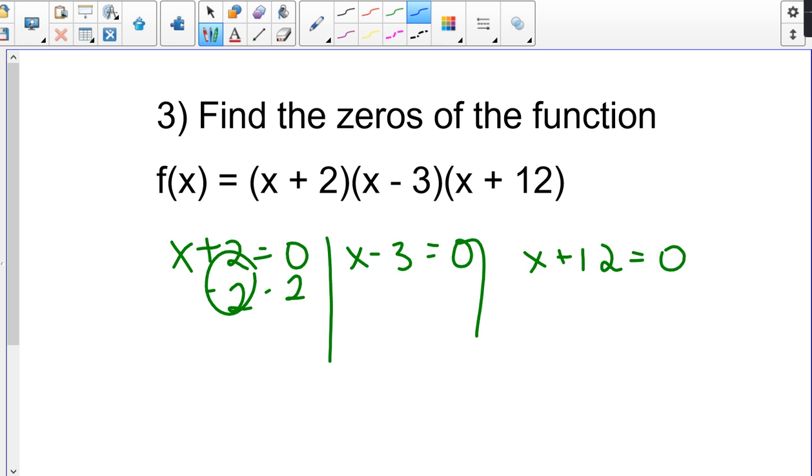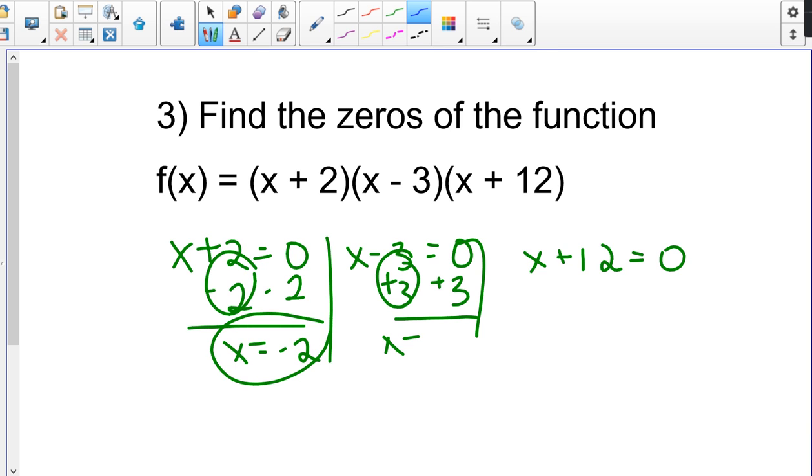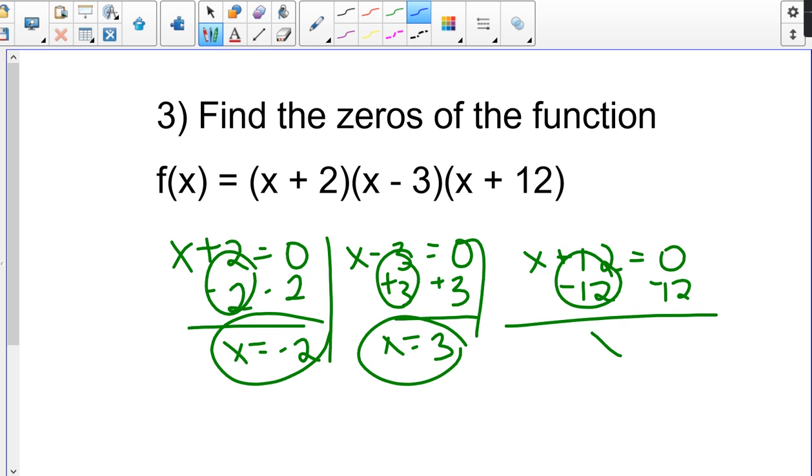So subtract 2, and we get x equals negative 2. That is the first 0 of this function. Add 3. And x equals 3, that is the next 0 of this function. Subtract 12, x equals negative 12, last 0 of this function.